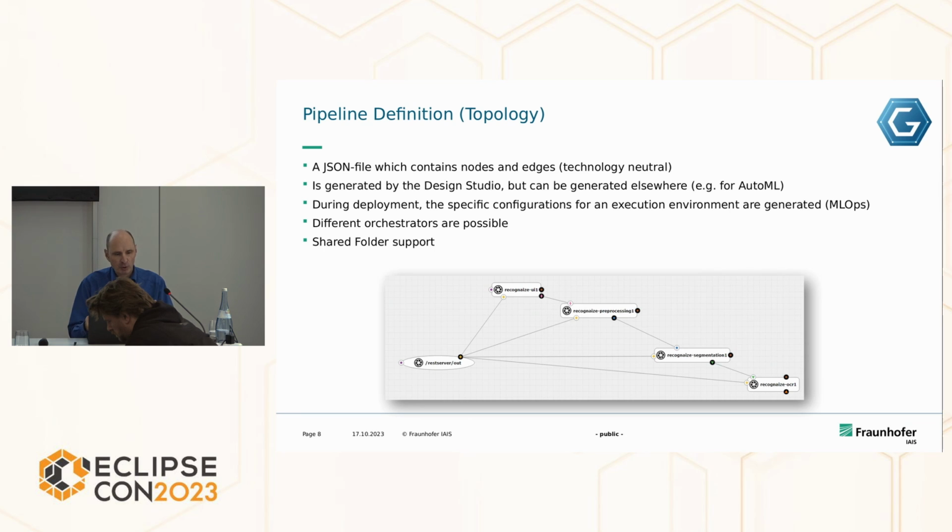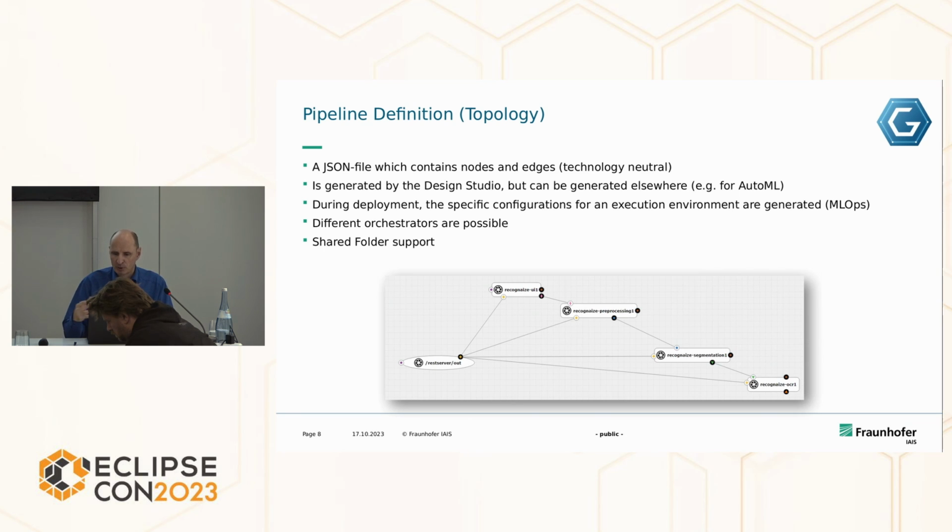Then our pipeline topology is a JSON file which contains nodes and edges and the Docker image tags. But apart from that, it is completely technology neutral. So when it comes to deployment, the topology is taken and transformed into the specific artifacts for the deployment environment, which could be Docker Compose. Currently, we support only Kubernetes, but in the future, it will also be Slurm for HPC computing.